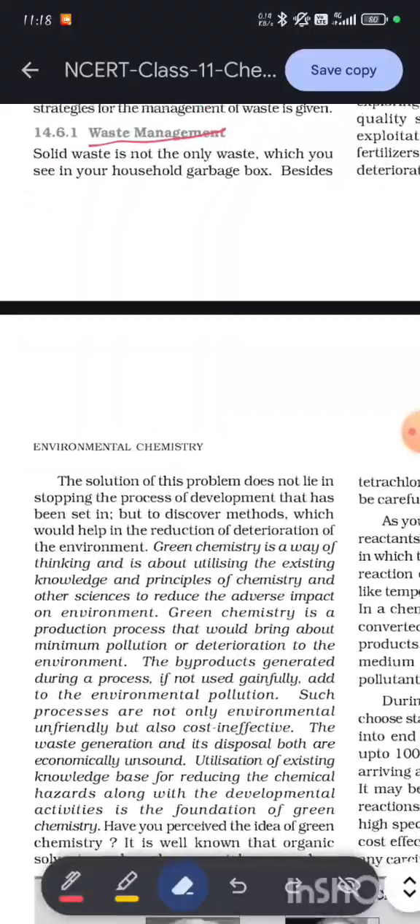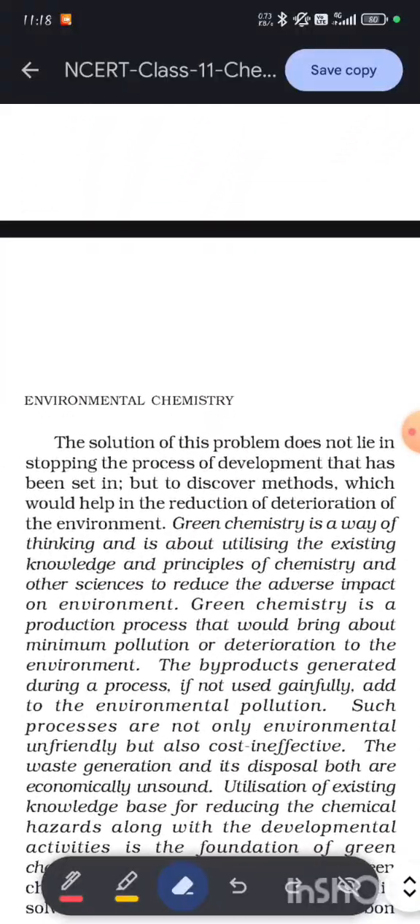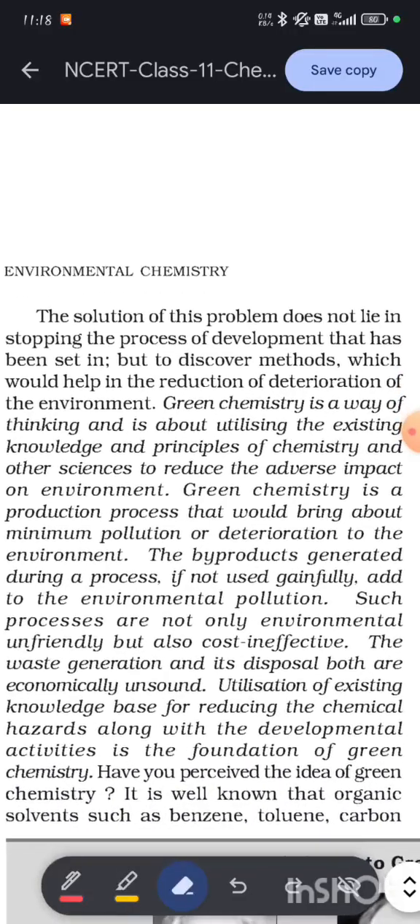The solution of this problem does not lie in stopping the process of development that has been set in, but in discovering methods which would help in the reduction of deterioration of the environment. Green chemistry is a way of thinking and is about utilizing the existing knowledge and principles of chemistry and other sciences to reduce the adverse impact on the environment. Green chemistry is a production process that would bring about minimum pollution or deterioration to the environment.